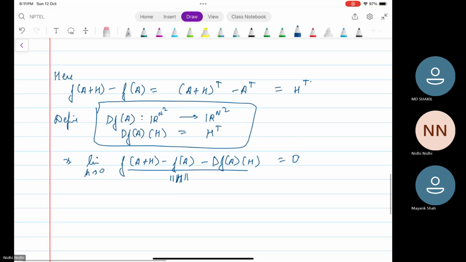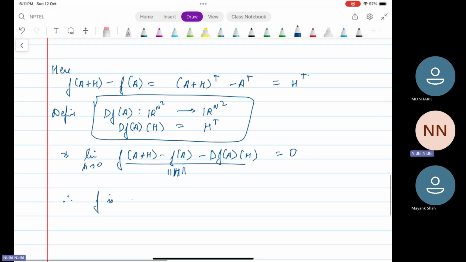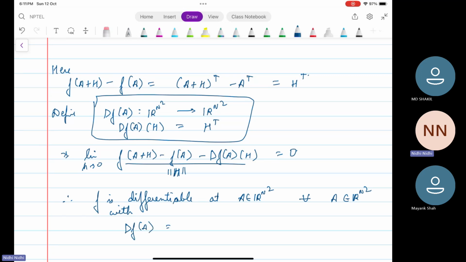Therefore f is differentiable at a belonging to Rn square, and this is happening for every a in Rn square with the derivative dfa being the transpose map, which is equal to f. So I can write it as equal to f, and this is happening for every a in Rn square. So this is a good result to remember, that every linear map is differentiable and its derivative at each point is the map itself.